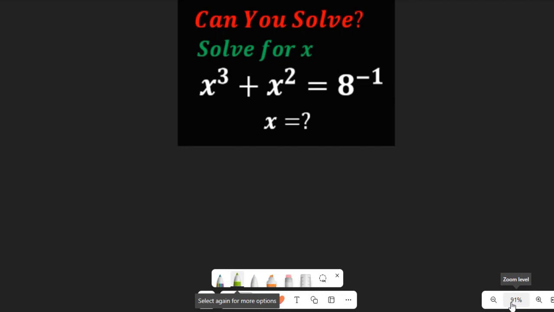Now, in this video, we're going to learn how to solve for x in this nice exponential equation. We have to find the value of x in x to the power of 3 plus x to the power of 2 equal to x to the power of negative 1, which is also 1 divided by 8 if you follow the laws of indices.